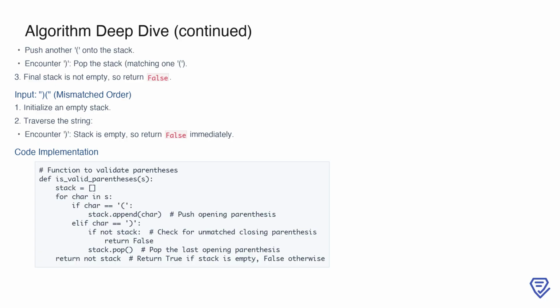For the next input, the situation is different. The first character is a closing parenthesis, and since the stack is empty, we immediately know there's an unmatched closing parenthesis, so we return false without needing to process further.